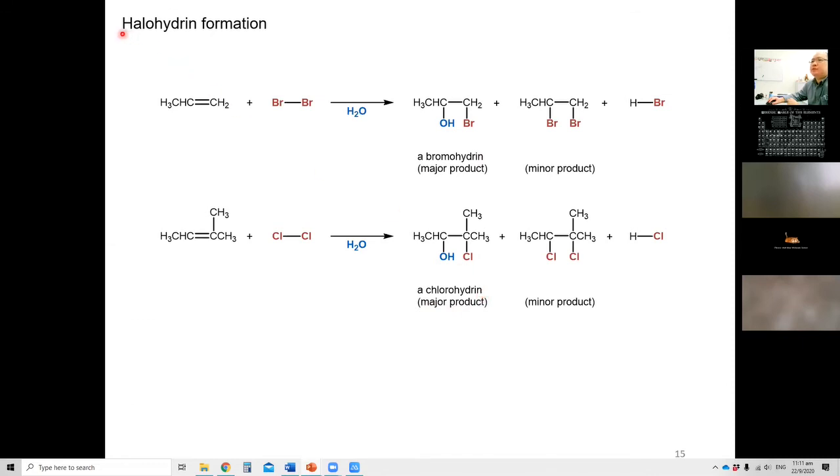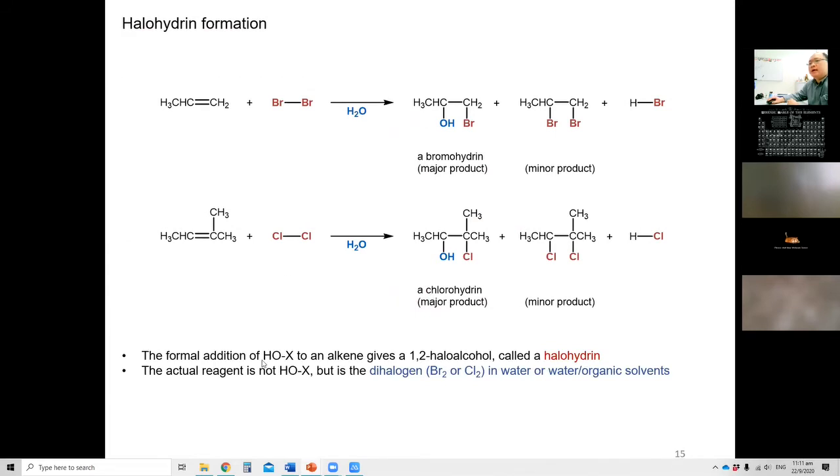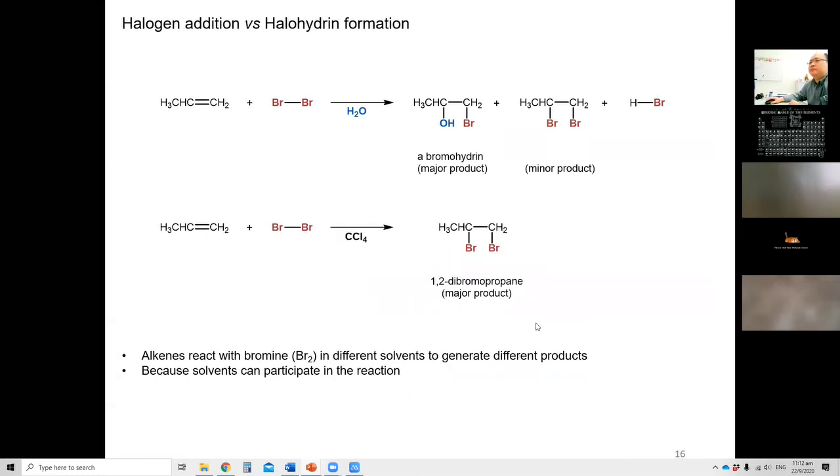Okay, so that's the reaction, what we call a halohydrin formation. And you see the change of solvent actually has a major impact on the reaction. Now the major product is not the dihalogen addition. You can see this product as the formal addition of HOX into the alkenes, right? So the HO adds to this carbon, X adds to this carbon. But the actual reagent is not HOX, but it's the dihalogen in water, or in a water-organic mixed solvent. So this is the key to achieve this halohydrin formation.